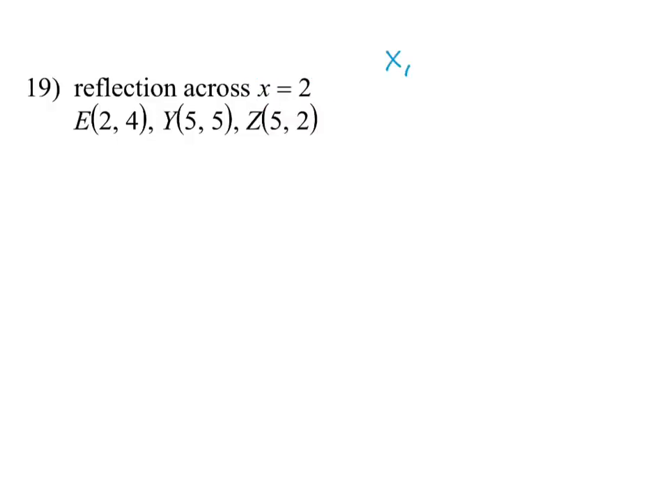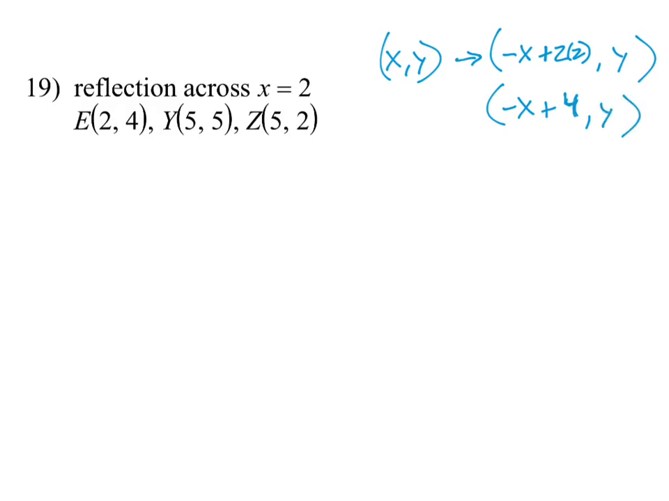So I'm going to get (x, y), and it's going to go to (-x + 2 times 2, and then y stays the same). That means I'm going -x plus 4. That's a 4. And then y stays the same. So that's what I'm going to. I need to take my x coordinate, change the sign, add 4, and then the y stays the same.